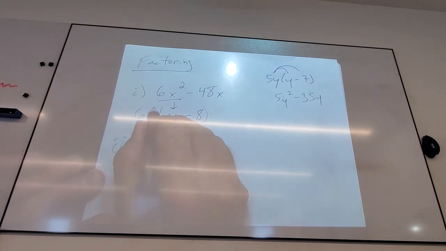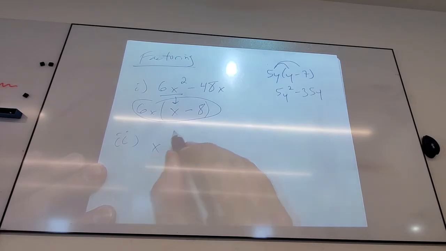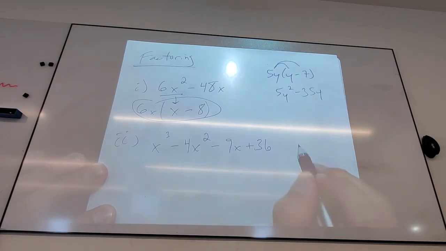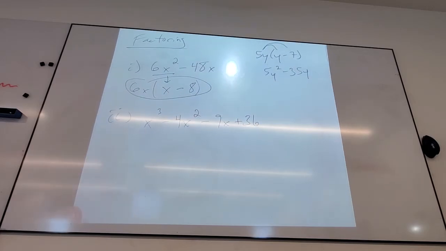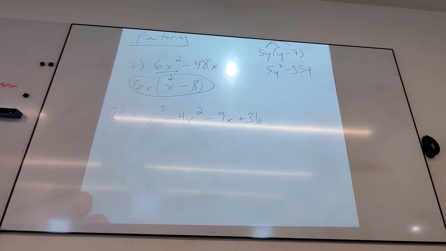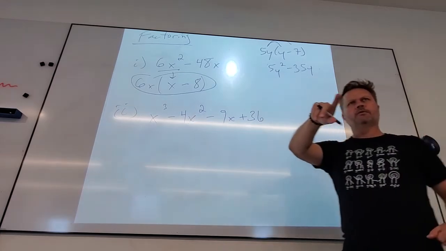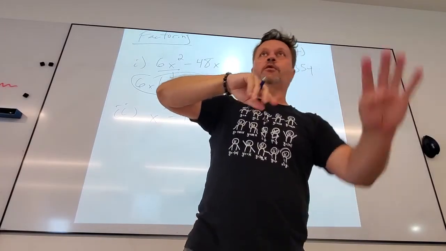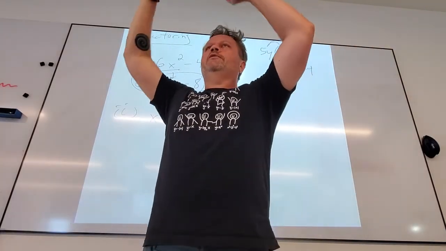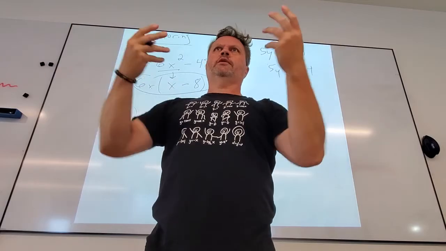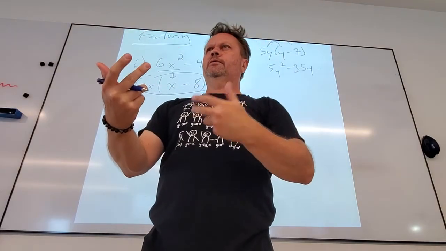Then you graduate to this kind of thing. What do you got, Jeff? I don't know, Jeff. How many terms are there? How many terms? 4. I said 4. 4, yes, thank you. There's 4 terms. If you ever have 4 or more terms, you try something called grouping. Does that sound familiar? Okay.